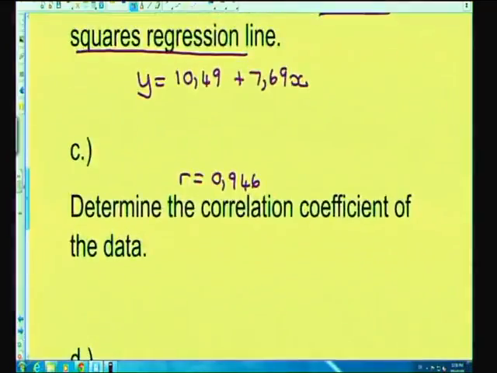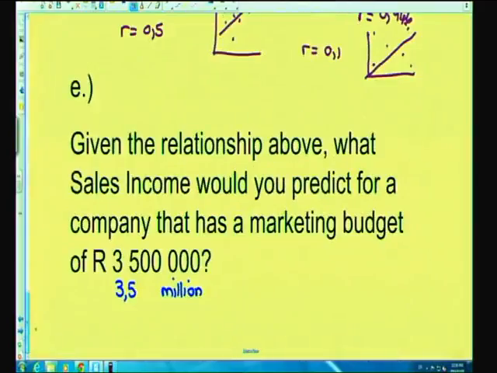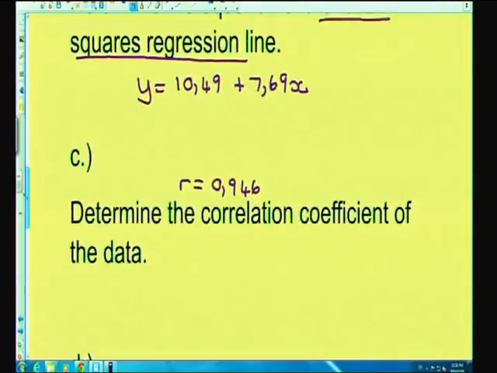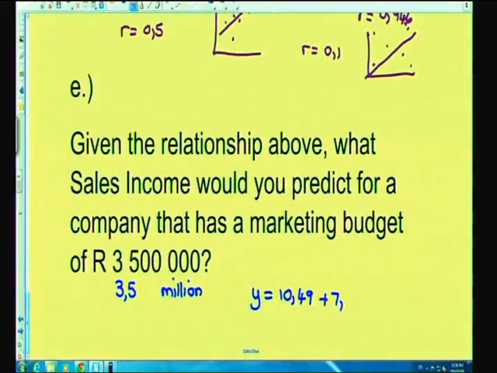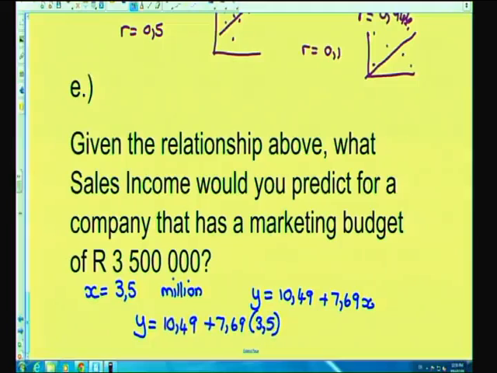We're going to go to our equation, which is up here somewhere. Y is 10.49, and then the other one was 7.69. Now, if they're telling me this is my budget, they're giving me my X value. So all I would have to do is say Y is equal to 10.49 plus 7.69 times 3.5, because remember that's how we've been working with our numbers.